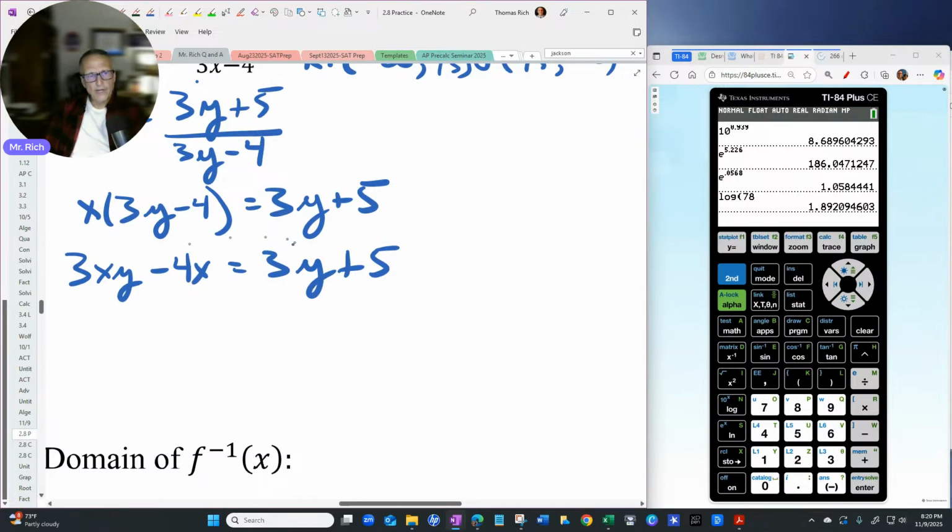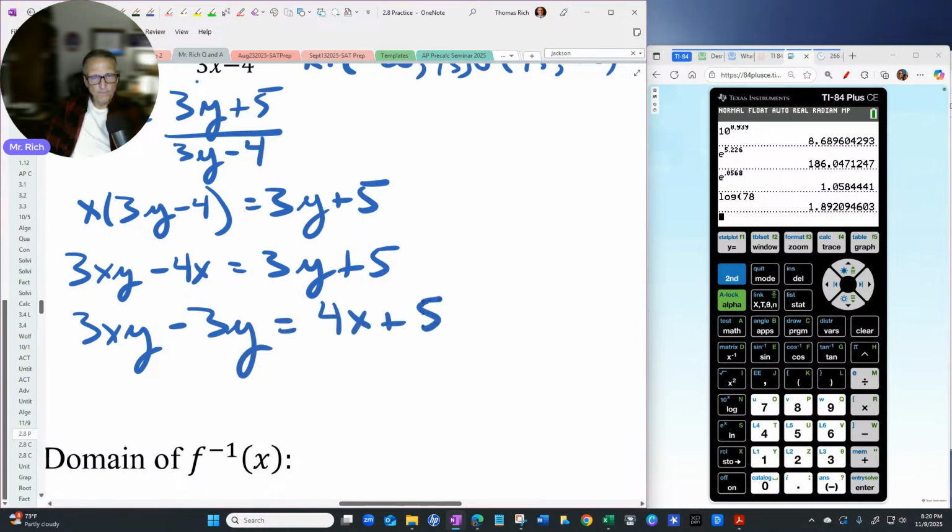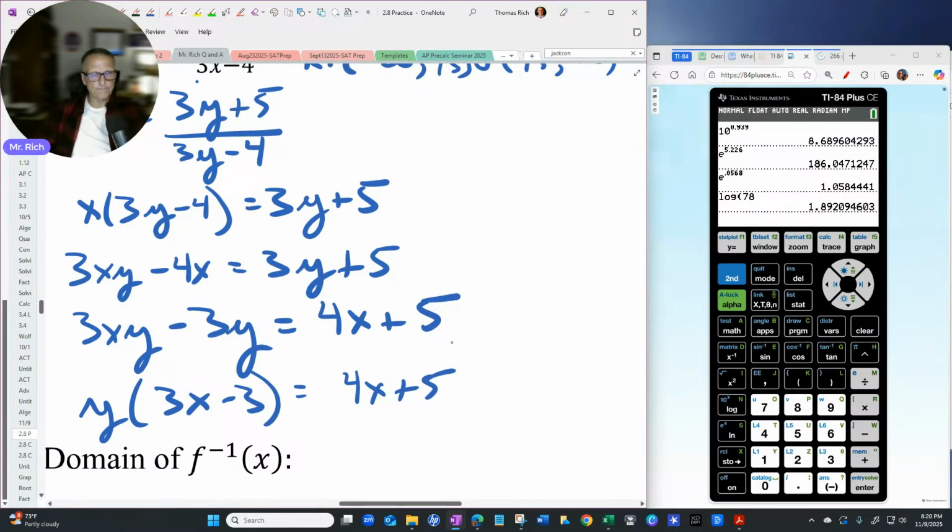So this 3y is going to come over to the left side as a negative 3y. That negative 4x, I'm going to bring it over as a positive 4x. Now you can pull this y out, and you're going to get y times 3x minus 3 equals 4x plus 5.